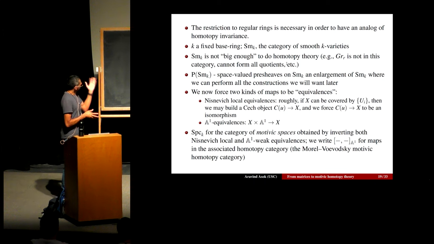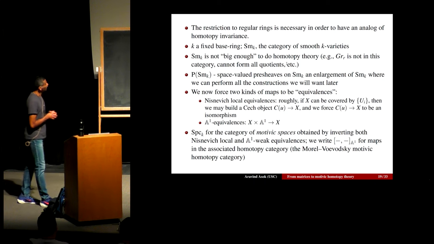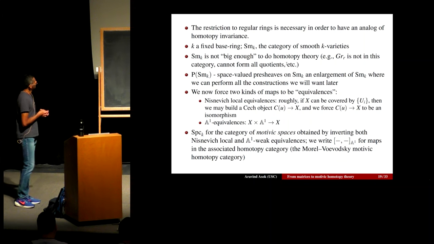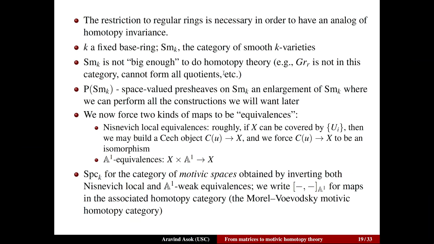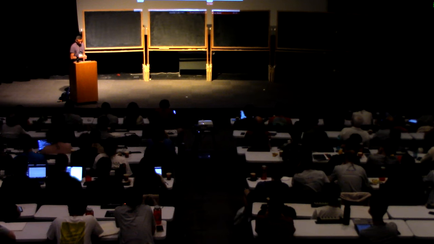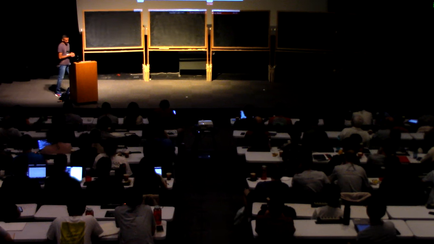All right, and so if we do invert those classes of maps, then we get the category of motivic spaces, and I'm going to write, by analogy with topology, square brackets for maps in the associated homotopy category, and this is the Morel-Voevodsky motivic homotopy category, or A1 homotopy category. All right. It's not the same thing. Yeah. I mean, I don't want to say the word infinity category, but I said it now. Yeah, so that's the homotopy category of this infinity category.